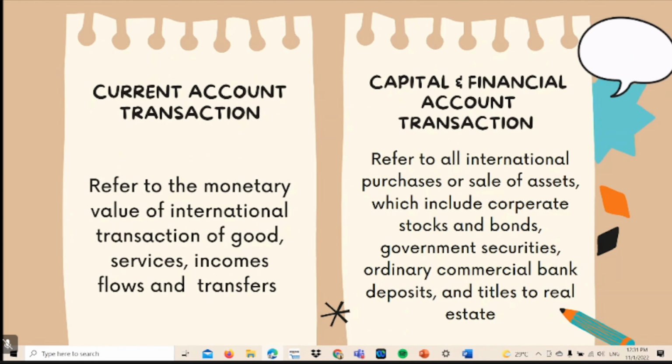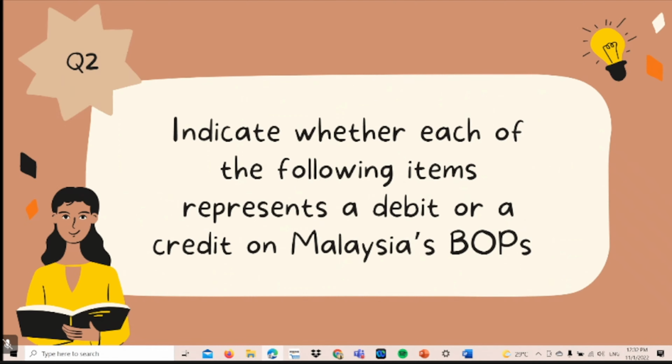The first category is current account transactions, which refers to the monetary value of international transactions of goods, services, income flows, and transfers. The second one is capital and financial account transactions, which refers to all international purchases or sales of assets, which include corporate stocks and bonds, government securities, ordinary commercial bank deposits, and title to real estate.